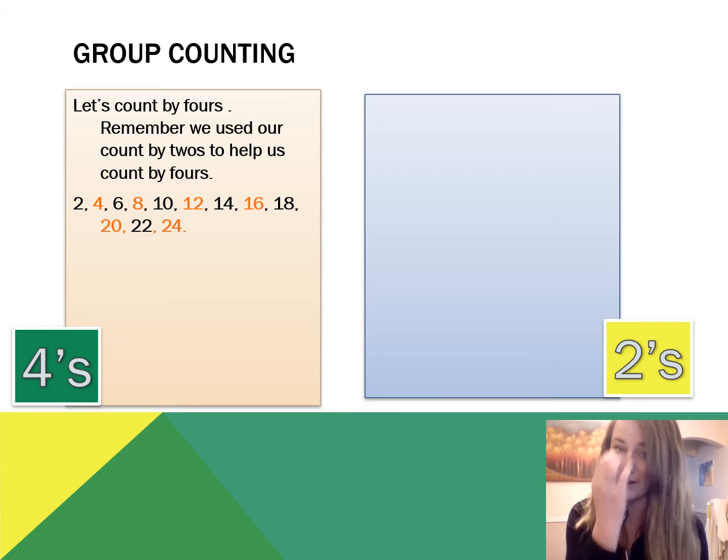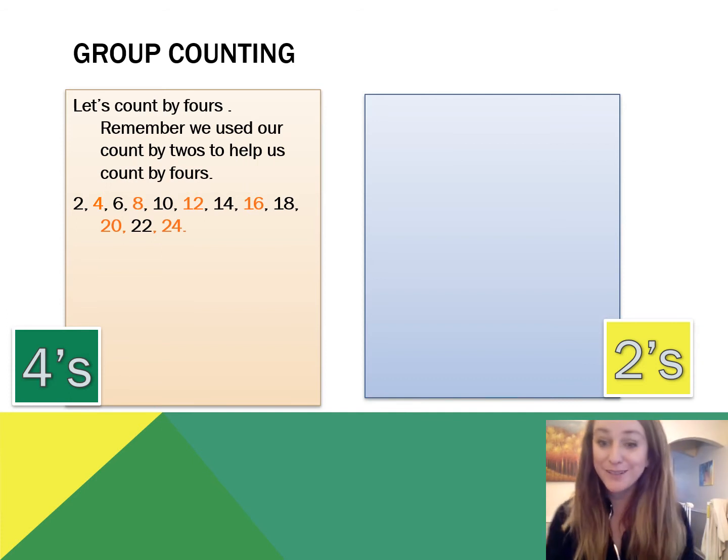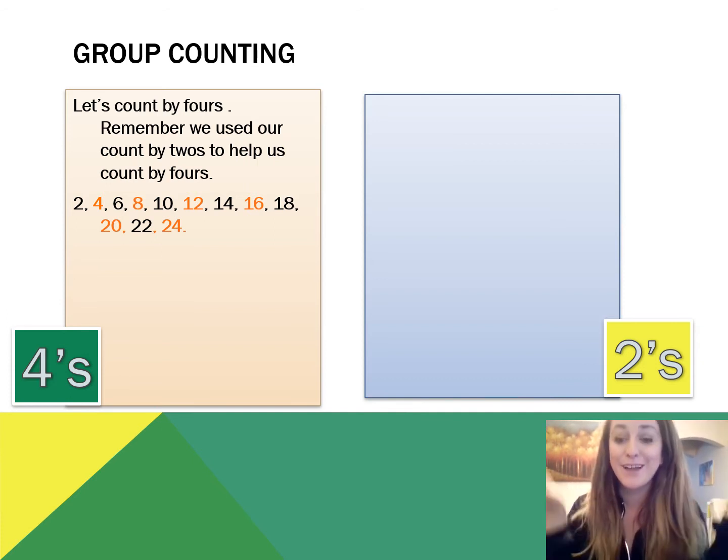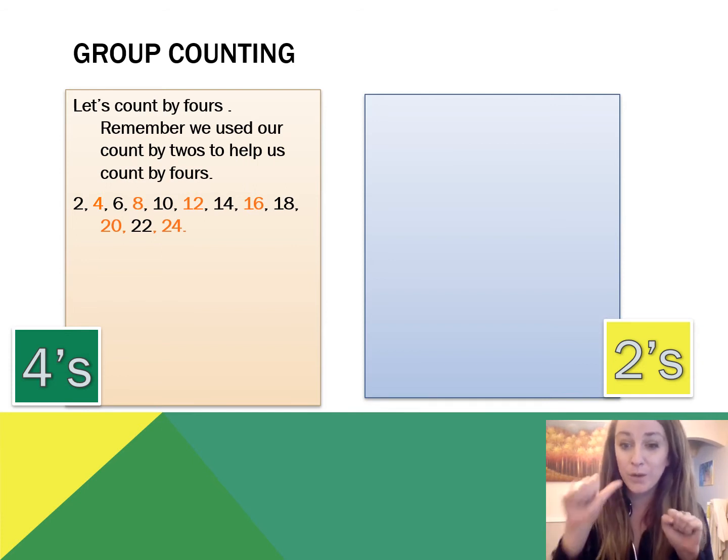Remember, we used our count by 2s to help us count by 4s. Ready? Wiggle it up. Bring it close. Count by 4s to 24 and go. 4, 8, 12, 16, 20, 24.